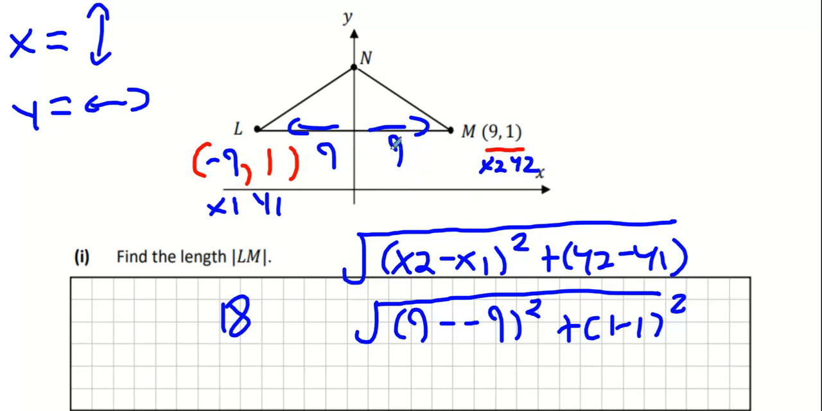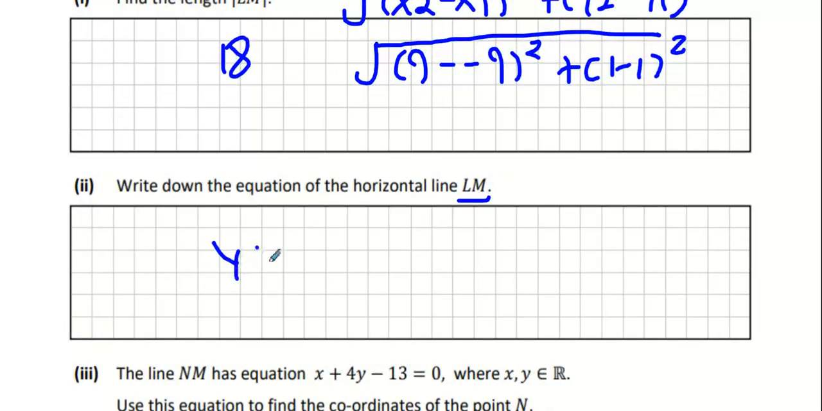What is the y value for both of those points? 1. So it's clearly the line y equals 1. Okay with that?